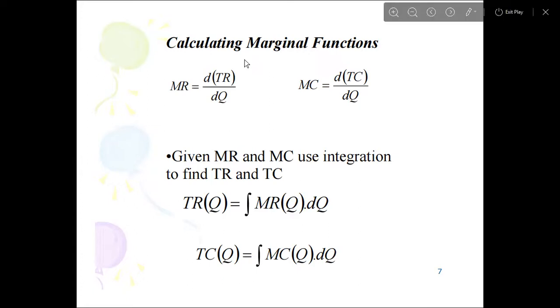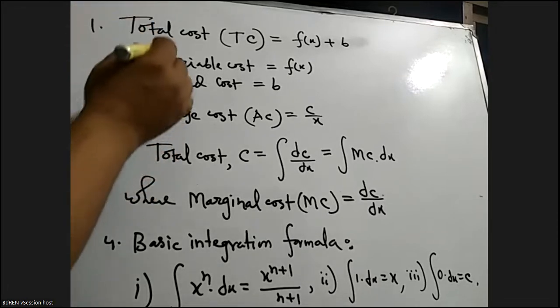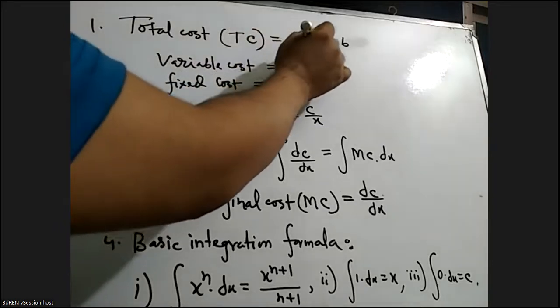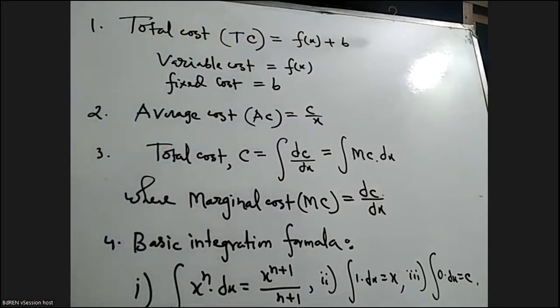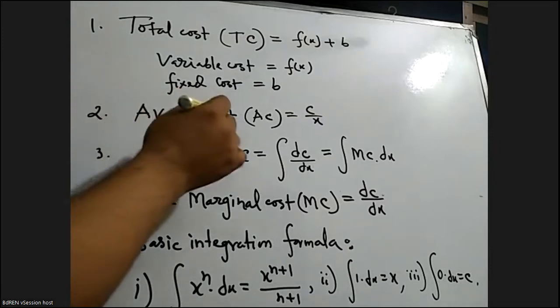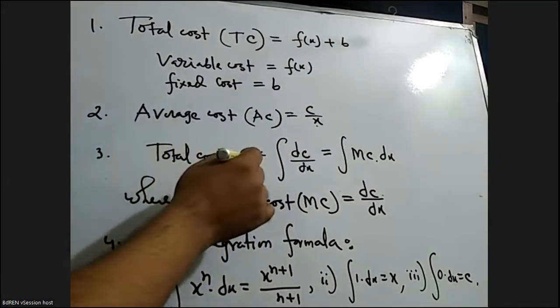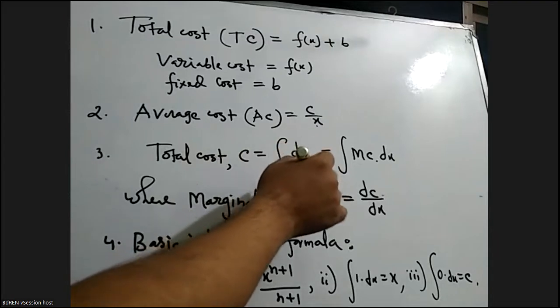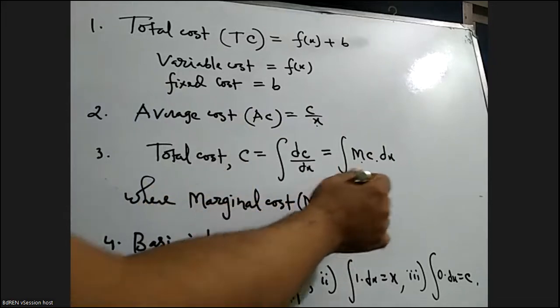Now let us start to solve the five problems I have shown you. Here we have to use this basic formula: total cost equals f of x plus b, where f of x is the variable cost and b is the fixed cost. In that case, average cost can be calculated as total cost divided by number of units. Here x is the number of units, and total cost C is also found by integrating marginal cost. DC DX equals marginal cost, so we integrate marginal cost with respect to x. So marginal cost MC equals DC DX.